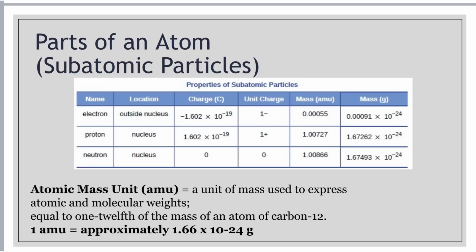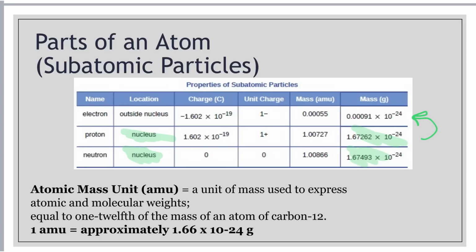All right, what did you notice? Did you notice that the protons and neutrons are together in the nucleus? And the electrons are outside, what we call the probability clouds? And that the protons and neutrons have the same mass? And that's significantly bigger than the mass of the electron.